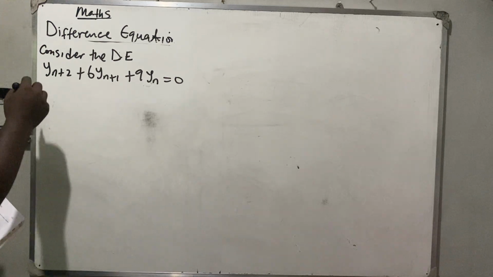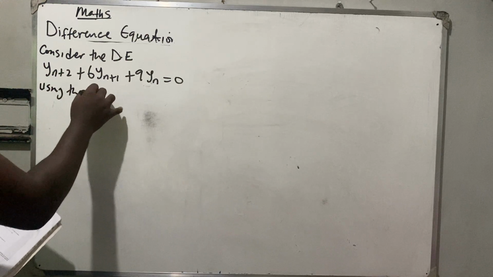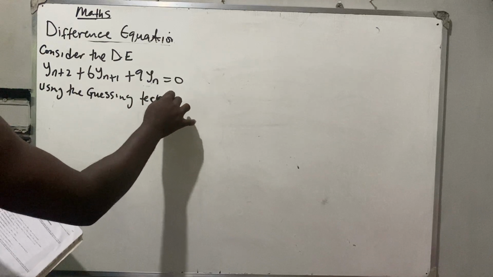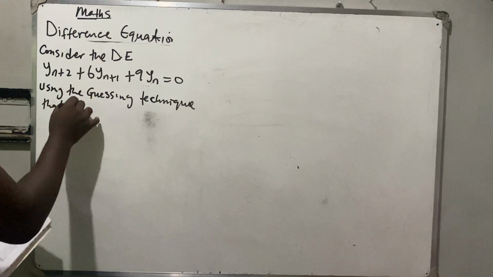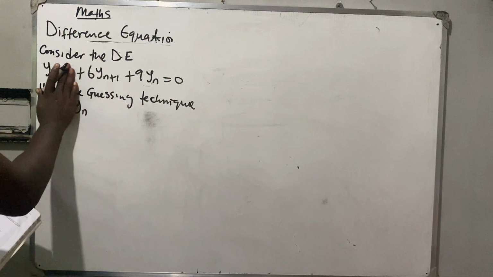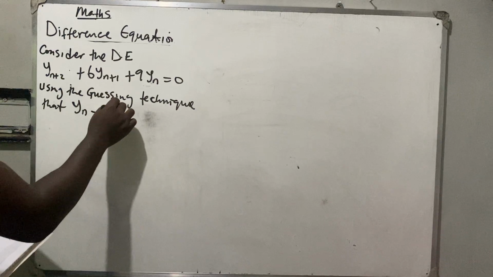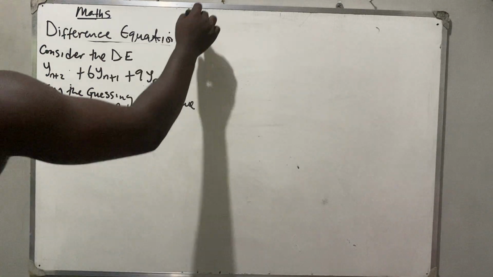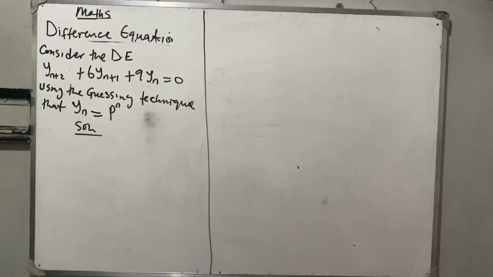Okay, using the guessing technique, y subscript n is equal to p raised to power n. So let's use this guessing technique to solve this. I think this is going to be the last question I'm going to be solving here.